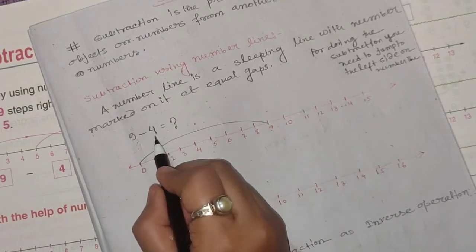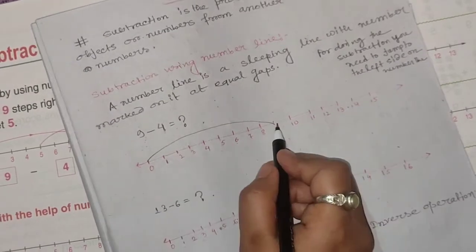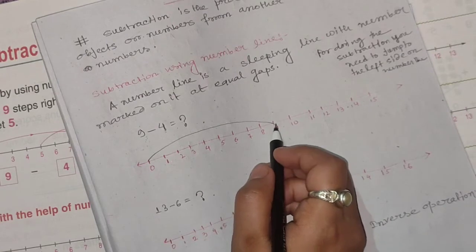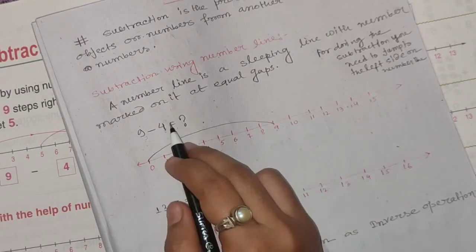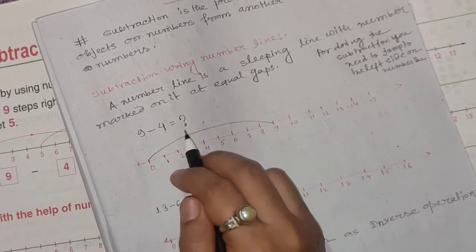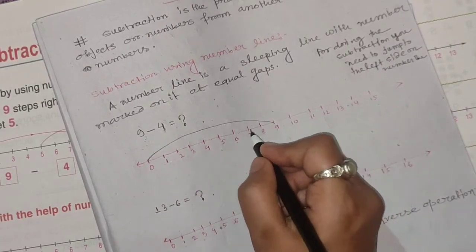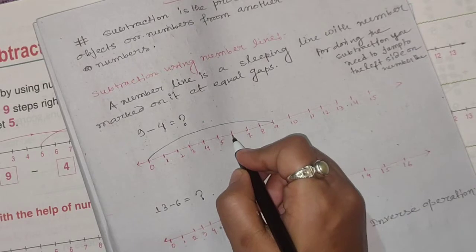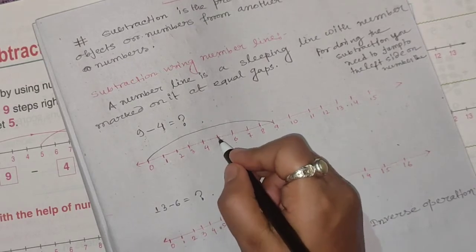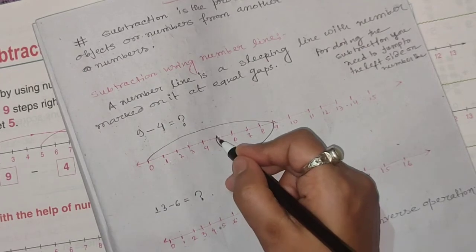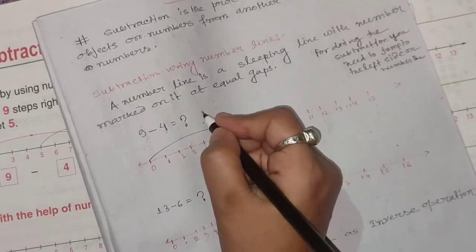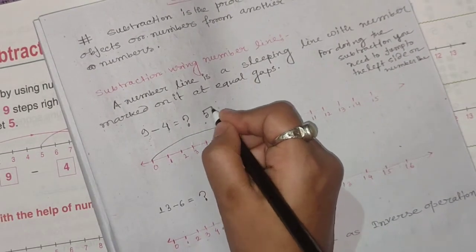So here we need to subtract 4 from 9. So from 9 we need to jump back to the left side on the number line. How many units do we need to jump? 4 units. 1, 2, 3, 4. We have reached 5. So 9 minus 4 is 5.